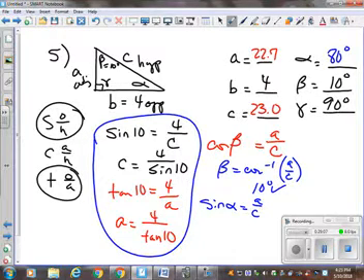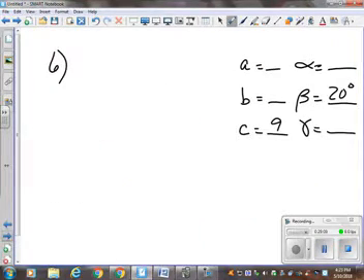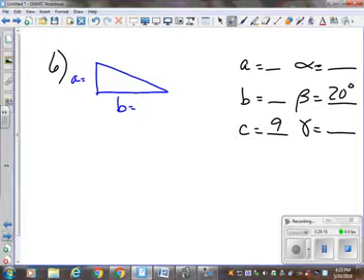All right, we have one more to go. So in this problem, we're going to draw a right triangle again and label it. B stands for the base, A stands for the other leg, C stands for the hypotenuse. The right angle is always gamma, so we can go ahead and fill gamma in. It's 90. We know that C is 9, is the hypotenuse, so we know this time we have to use sine and cosine because they're the only ones with hypotenuse in it.